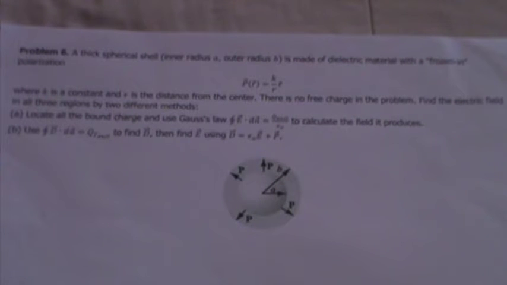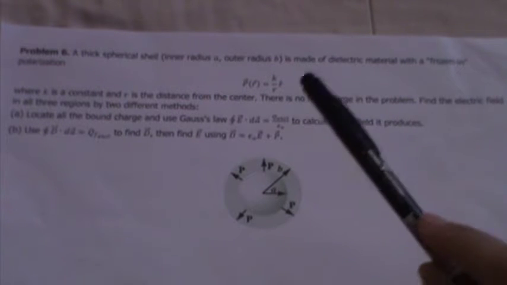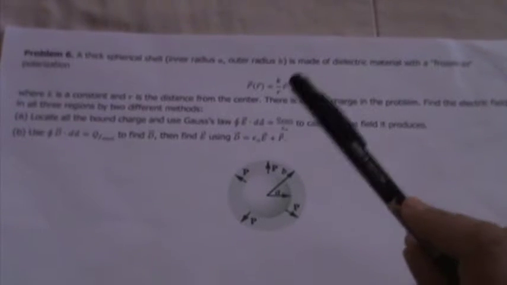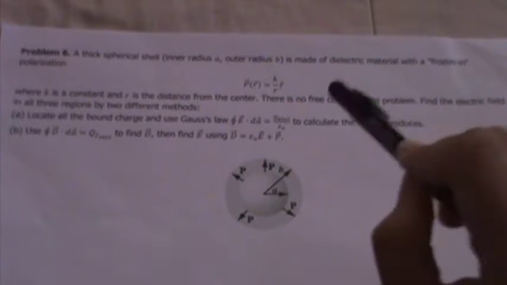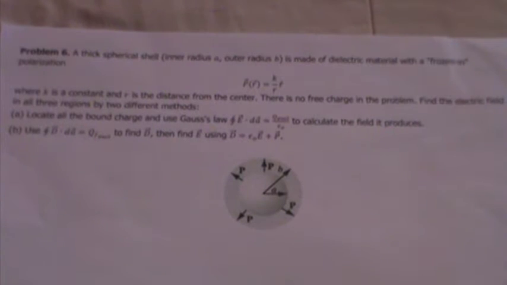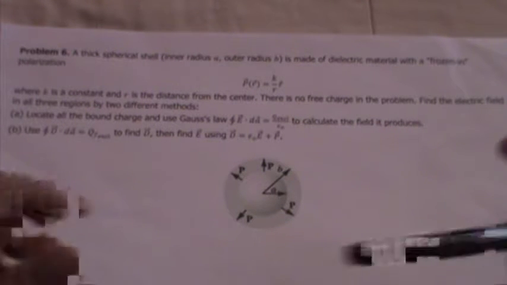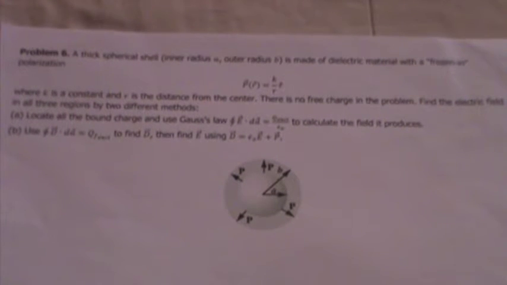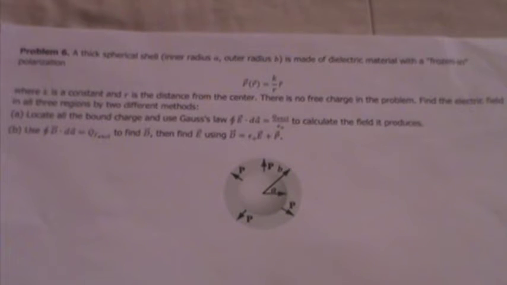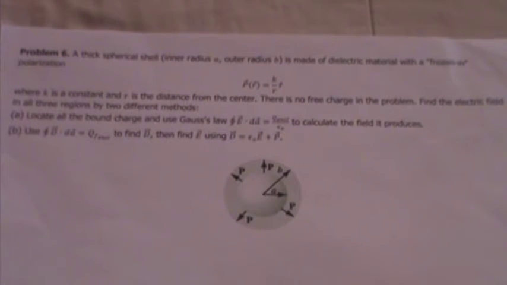Okay, so for problem number 6, a thick spherical shell, inner radius a, outer radius b, is made of dielectric material with a frozen polarization. So we have vector P of r equal to k over r times the unit vector r-hat, where k is a constant and r is the distance from the center. There is no free charge in the problem. Find the electric field in all three regions by two different methods.